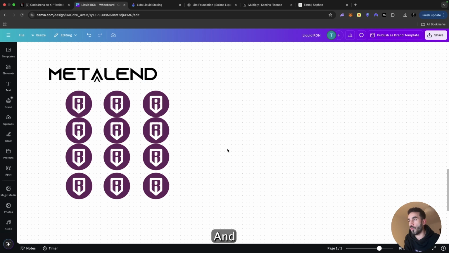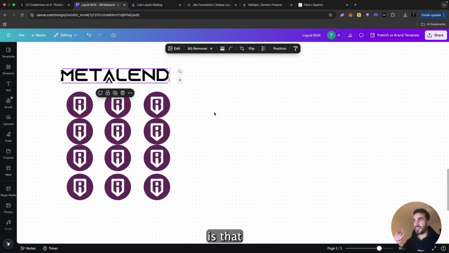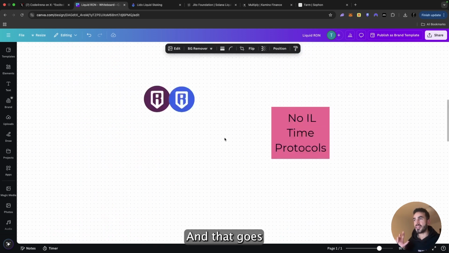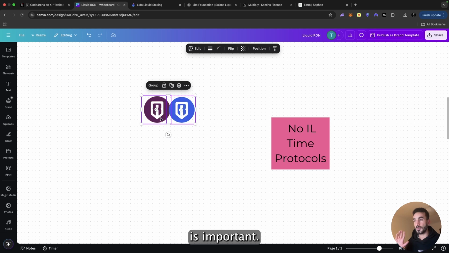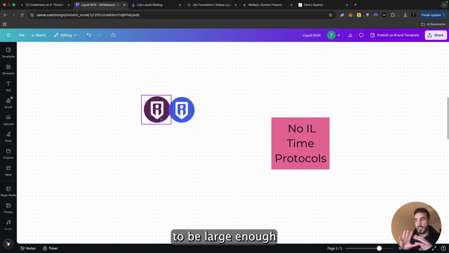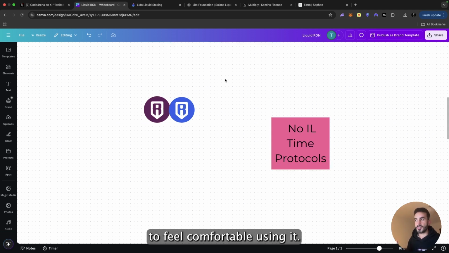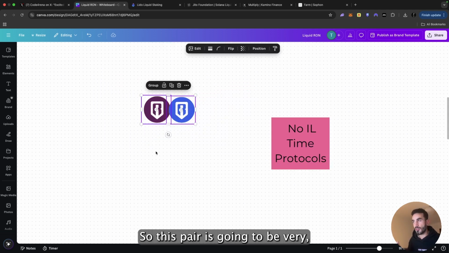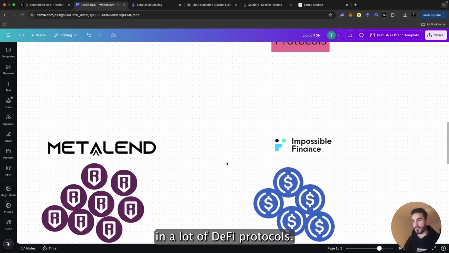And what makes this very possible, especially for MetaLend, is that if you get liquidated, there needs to be a quick way to liquidate you, and that goes all the way back to the LPing. So this is why LPing is important. This LP pool needs to be large enough that it can swallow up a large liquidation for protocols to feel comfortable using it. So this pair is going to be very, very crucial if we want to see LRON in a lot of DeFi protocols.